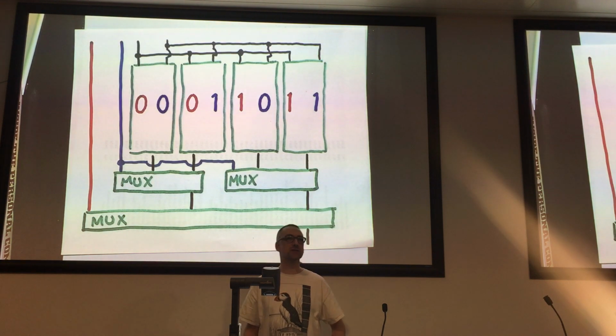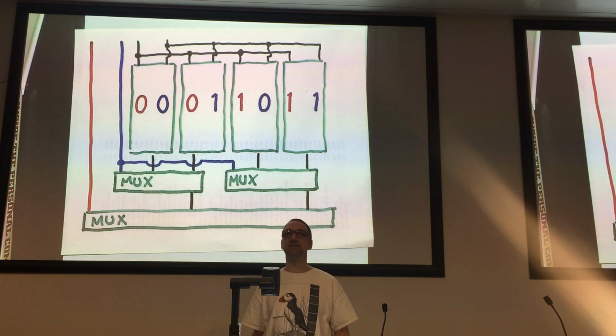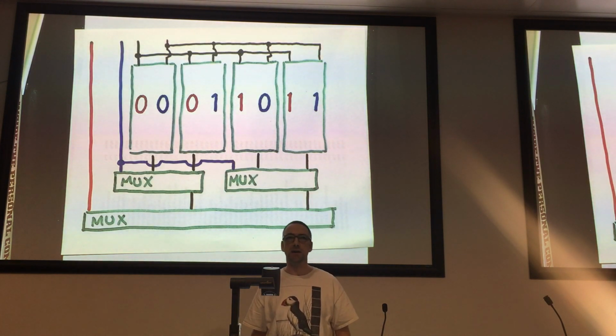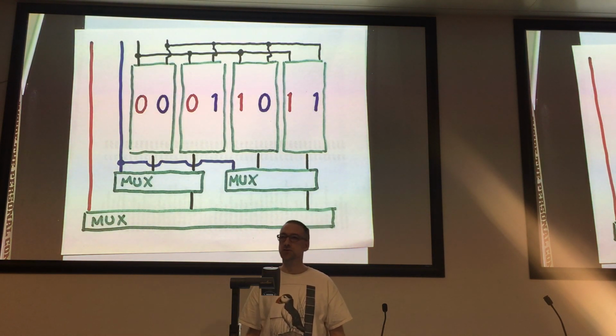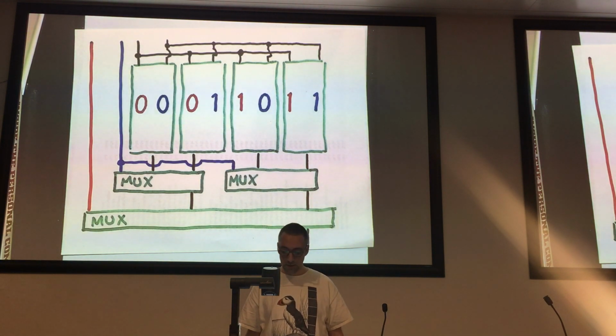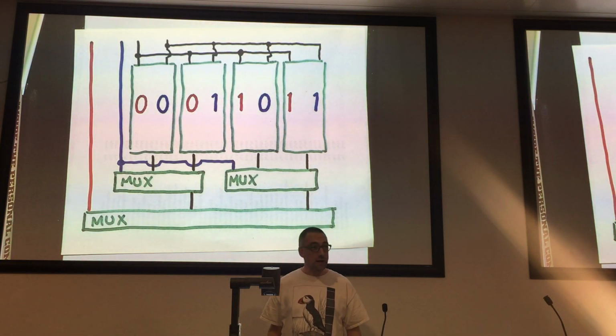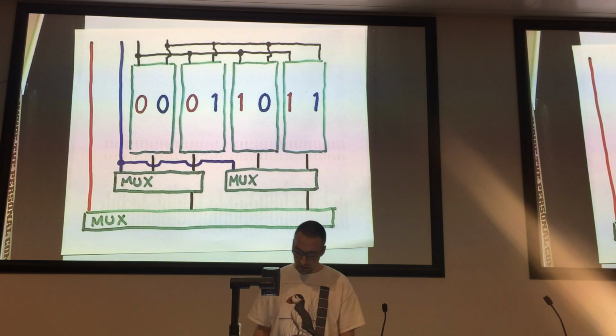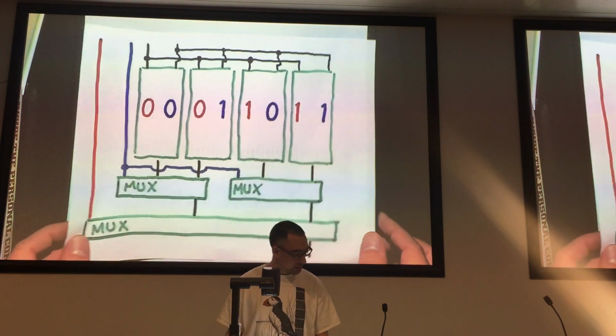MUX is short for multiplexer, and that's a stupidly long Latin word which means choosing between a bunch of signals. Okay, is that making more sense? Of course, you can always go back and check the video from last time. They're all online. All right.